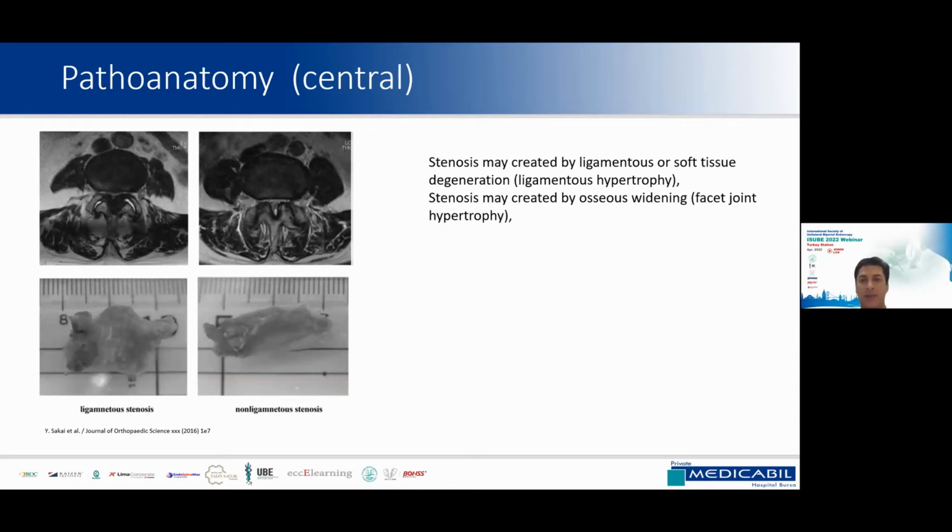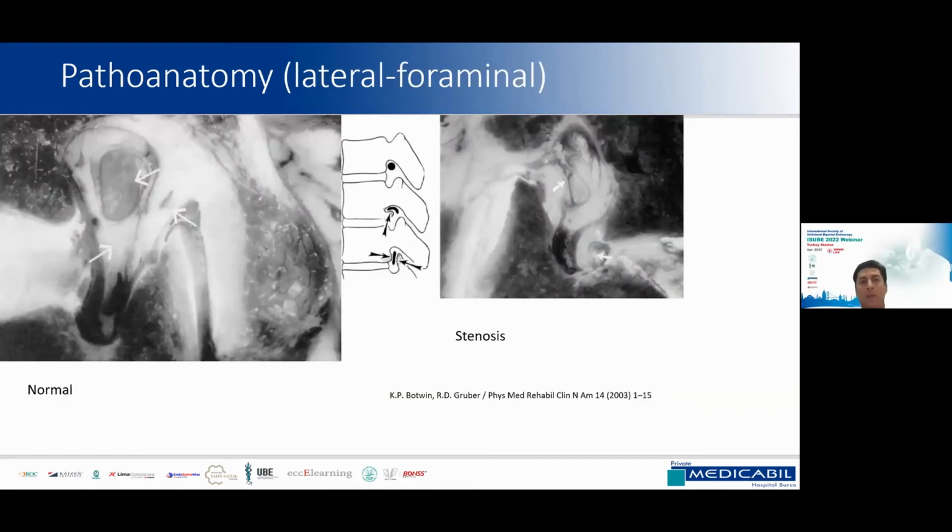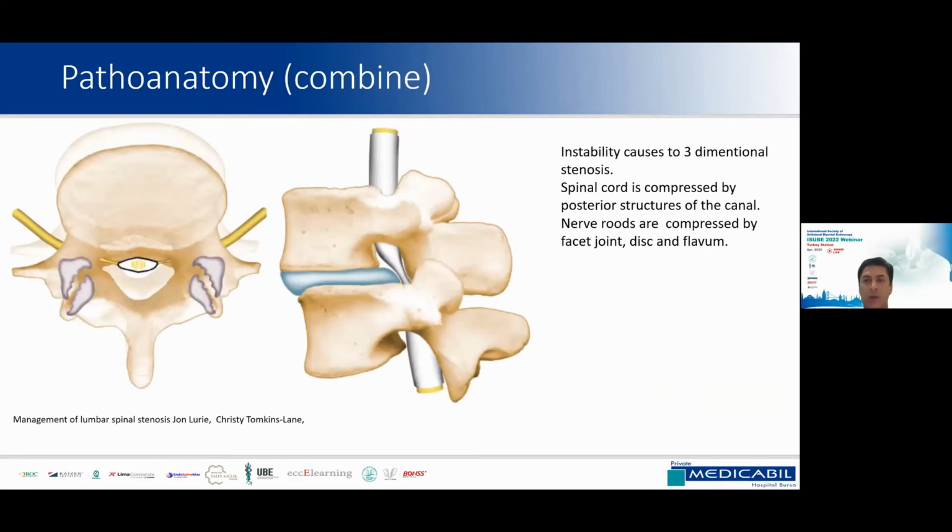When the stenosis is created by ligamentous thickening, you can see it in the left side picture. Bony enlargement or facet joint hypertrophy can also cause the stenosis. But the lateral portion is also very important. I always emphasize that stenosis surgery is actually a kind of lateral recess surgery. If you do not do enough lateral recess decompression, you cannot obtain good results.